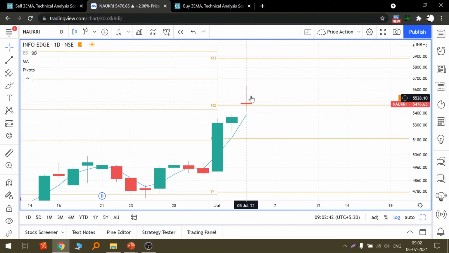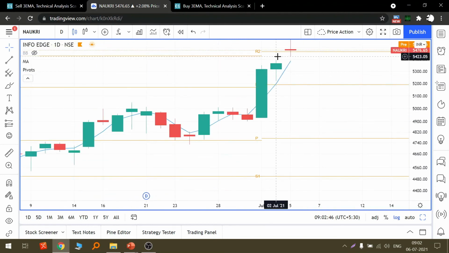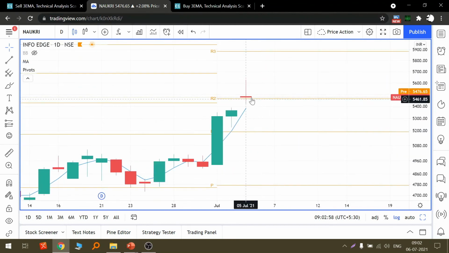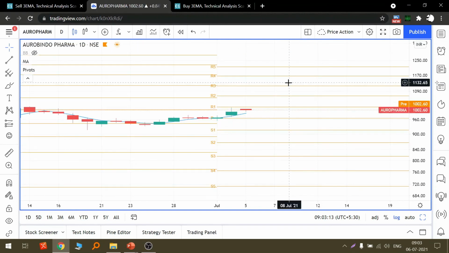Again, Infi Edge. As you see, whenever they go away from the mean, they try to come back to their mean. As soon as they go there, they try to come here. So this is a good rejection point. If we get a rejection, we may even get a very good target on the downside. It can go here and reject from here also. But let's see how this turns out.